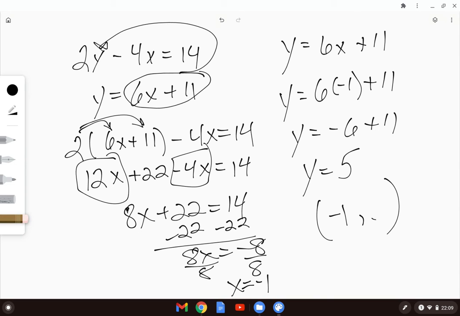So that means on the coordinate plane, if I were to change the other one into slope-intercept form and graph both of them, they would intersect at the point negative 1, 5. And again, this is the ordered pair solution that, if placed inside both equations, would make them a true statement.